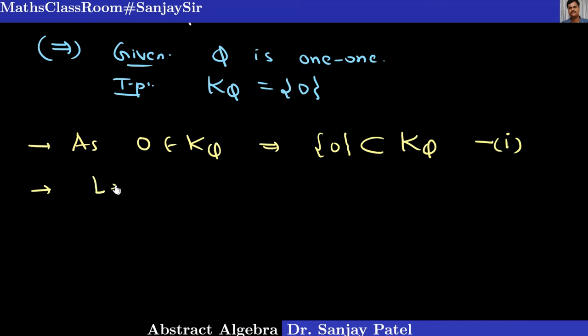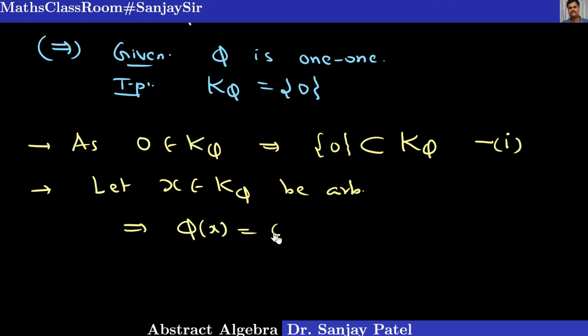Conversely, let us start with any element X belonging to the left hand side, K phi, be arbitrary. That means X is in the kernel of phi, and therefore I can write the value of the function phi at X as the zero element of the codomain, that is 0'. Phi of X is equal to 0'.